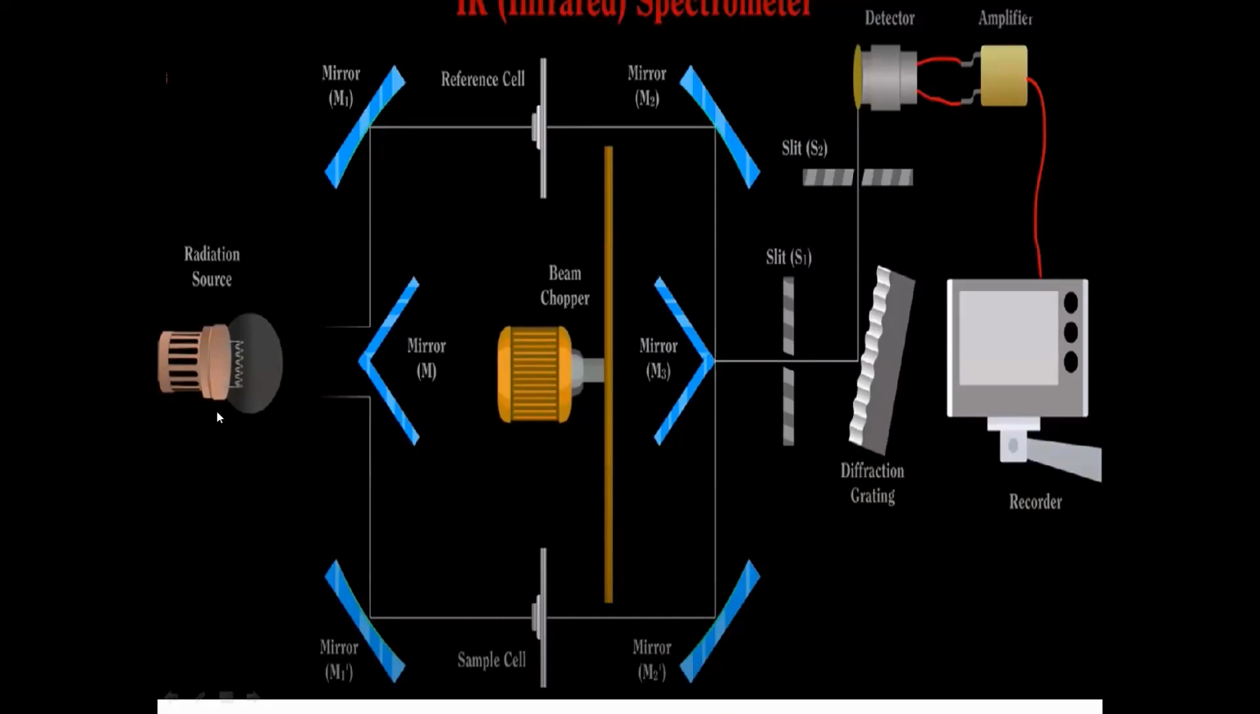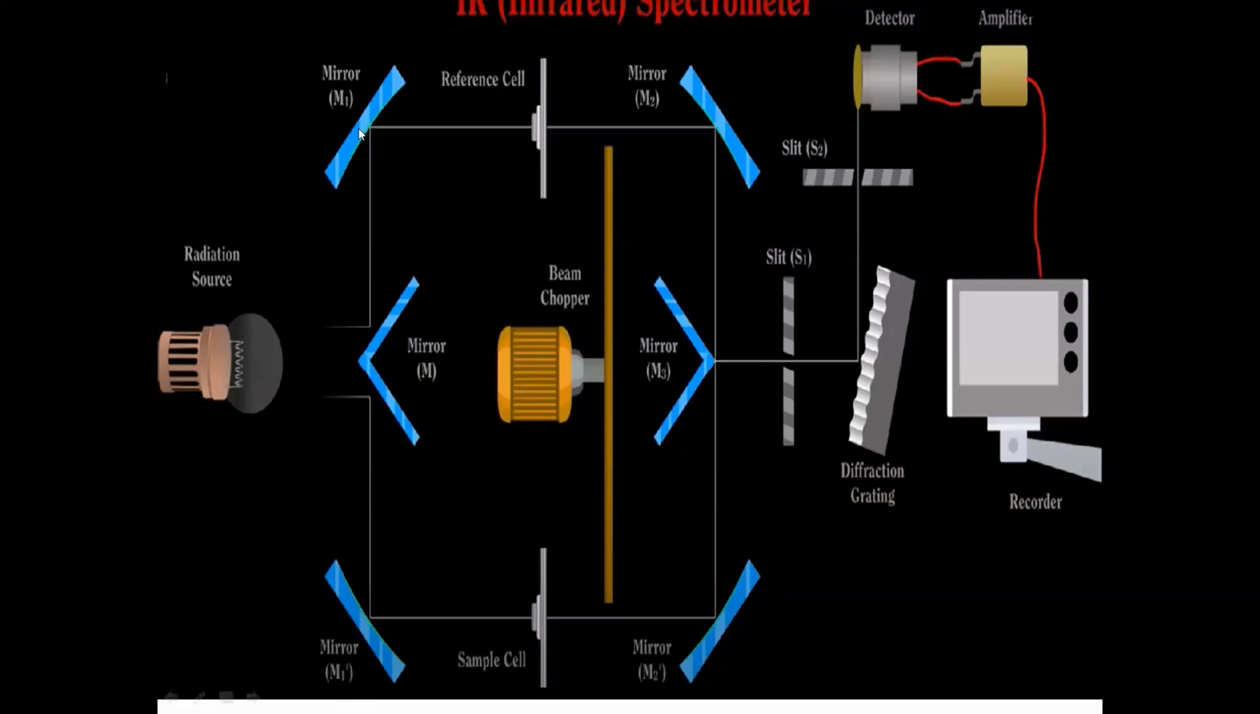You see, this is the radiation source, the IR source. When a very high level of current passes through this ceramic wire, the IR light will be generated, and that will come to this mirror, and this mirror moves like this. Okay. So that will reflect the light, and that will move up to mirror M1, and the same component will move up to mirror M1 dash.